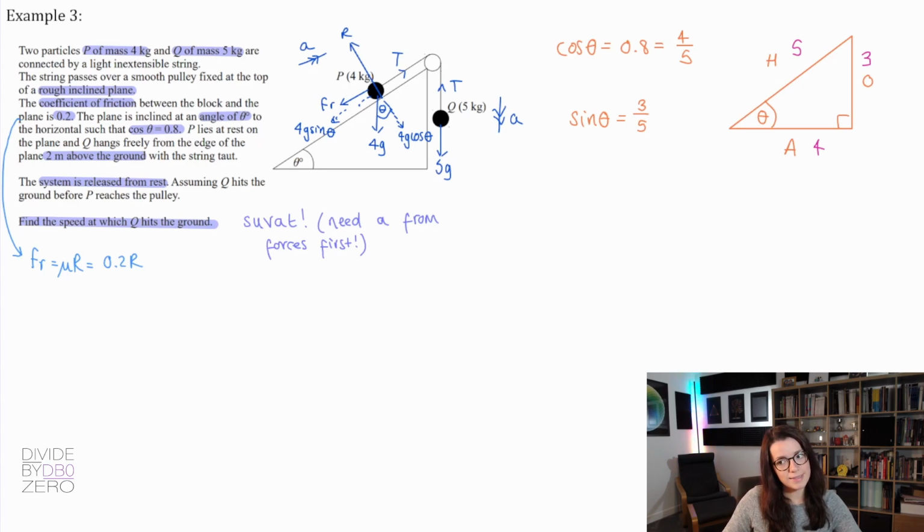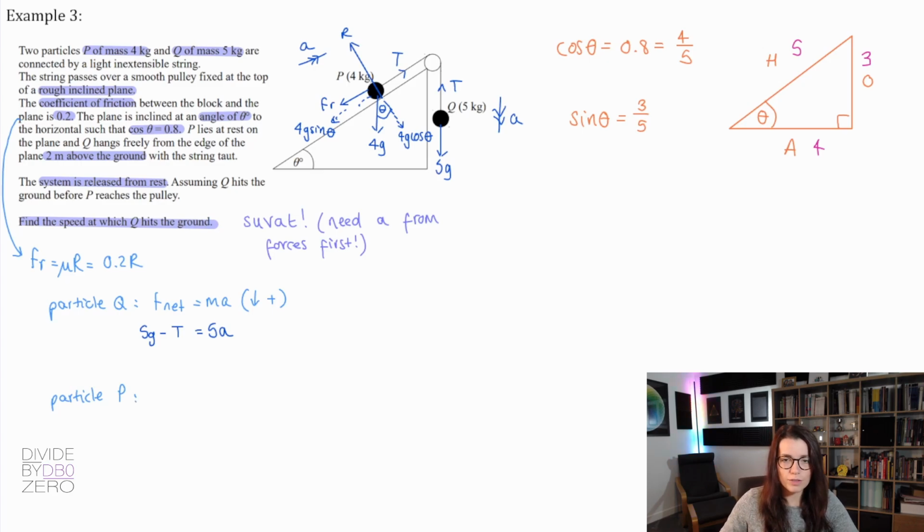Because this is a pulley system and the particles are accelerating in different directions, you do need to consider the particles separately. I'm going to start with particle Q. I'm going to do F net equals ma, and I'm going to take the down direction to be positive so that it follows the direction of the acceleration. Net force for Q is going to be 5g minus T, and that will be equal to 5a. Can't do much more there for now, so I'd move on to particle P.